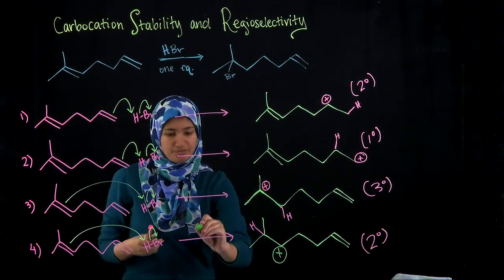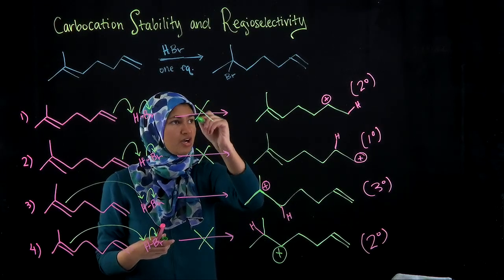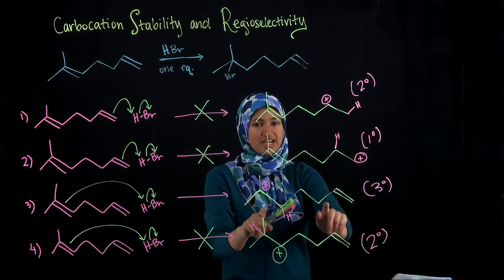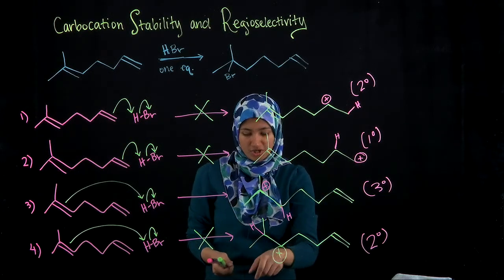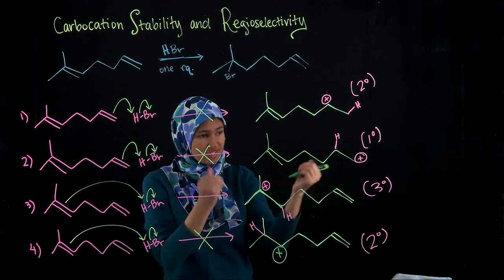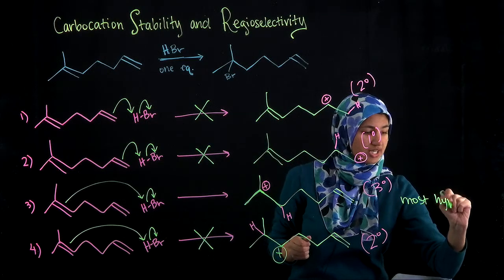So we're not going to go through our 2' options or our 1' option. We are going to proceed the reaction through our most stable carbocation intermediate, which is our 3' species. Again, because this is the most hyperconjugated system.